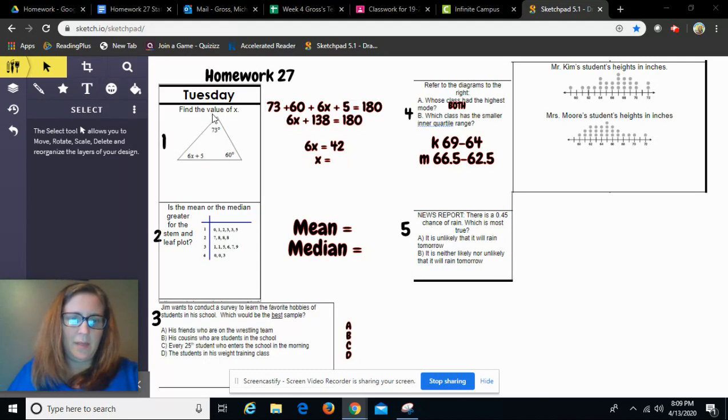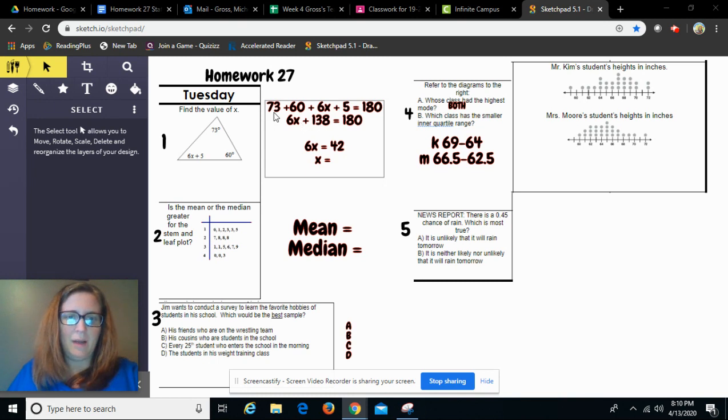Question number 1, find the value of x. We know that all three angles in a triangle add up to be 180 degrees, so we want to set 73 plus 60 plus 6x plus 5 equal to 180. So that's what I did right here, 73 plus 60 plus 6x plus 5.